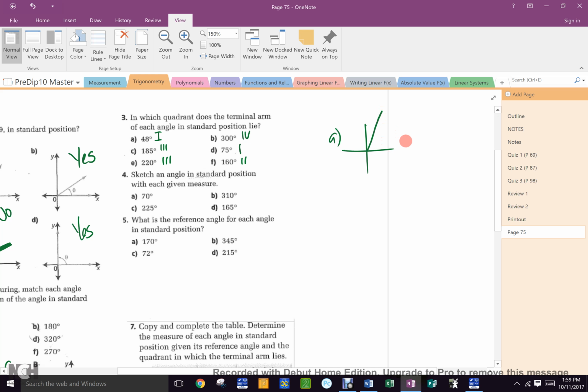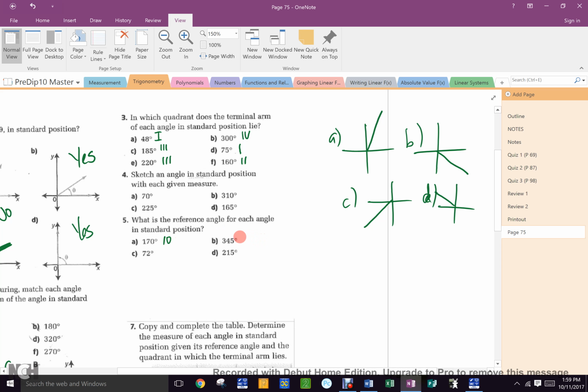70. Up there. B. 310. Down there. C. 225. Down there. And D. 165 out there. People done still past there? Lovely.